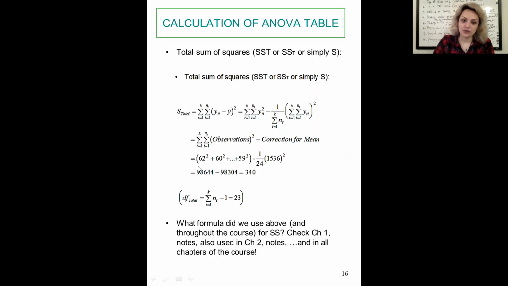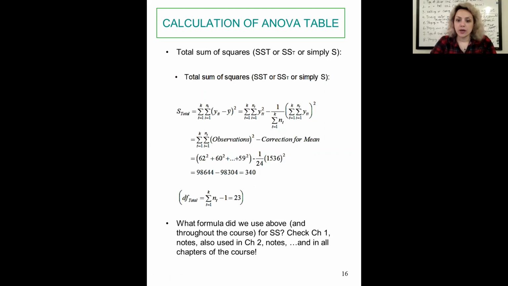Then we find the total sum of squares, or total corrected sum of squares as I said, which is 340. For the degrees of freedom, we had 24 data points, minus 1, which gives us 23 degrees of freedom.